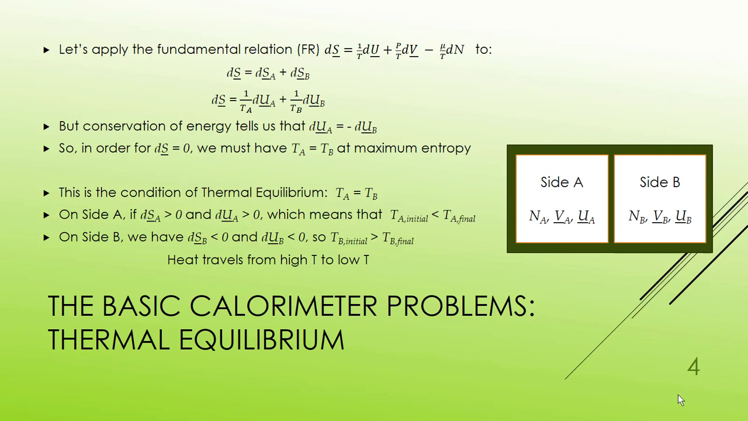So at maximum entropy, we're going to have thermal equilibrium, meaning that the temperature on side A will equal the temperature on side B. Now, if we look at this and say that on side A, if the entropy increases a little bit, then this is also going to increase the U. Again, look at the fundamental relation. And so the temperature of side A initially will be lower than what it is finally. The temperature will increase. On side B, if that entropy were to increase a little bit for side A, then on side B, that entropy would need to decrease by the same amount, meaning that UB would be lower, and so the initial temperature on side A would be more than the final temperature on side B, which is an indication that the heat is traveling from a high temperature to a low temperature. But more normally we look at this as a definition of thermal equilibrium, that the temperature on side A is the same as the temperature on side B when entropy is at maximum.